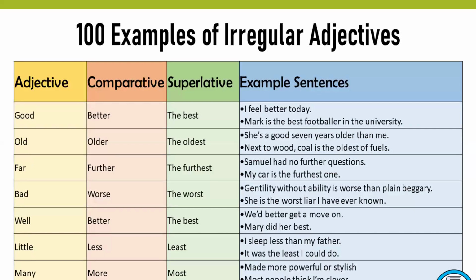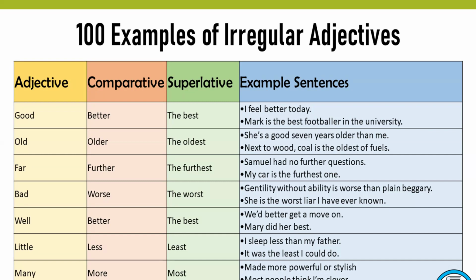These are a few examples of irregular adjectives in comparative and superlative forms. Good, better, the best. Old, older, the oldest. Far, farther, the farthest. Bad, worse, the worst. Well, better, the best. Little, less, least. Many, more, most. Example sentences are given. "I feel better today." "Mark is the best footballer in the university." Best means superlative degree. About old: "She is a good 7 years older than me."